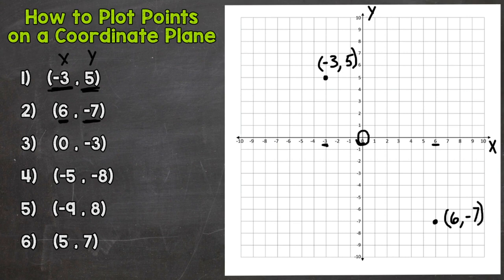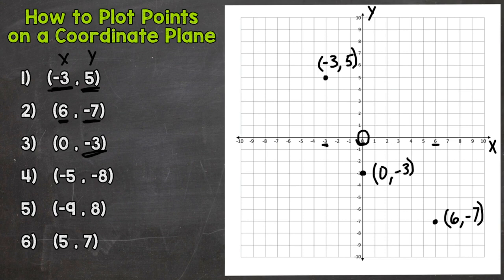So number 3, we have 0, -3. So since our x-coordinate is a 0, we do not need to move on our x-axis. So we stay right here at 0 in the center, and our y is a -3. So again, this is a negative, so we're going to go down on our y-axis to -3, and we plot our point, and it's actually going to be directly on our y-axis since we didn't move over at all on our x-axis. So this is 0, -3.